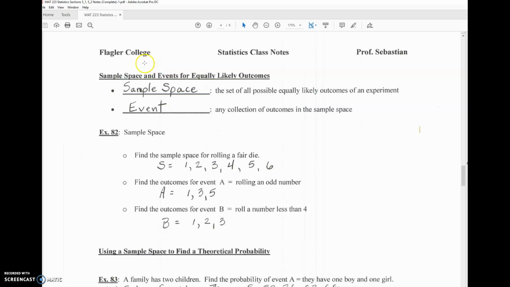So a couple more definitions that I need you to understand before we give some probability rules are sample space and events for equally likely outcomes. So a sample space is the following. It's the set of all possible equally likely outcomes of an experiment. And an event is any collection of outcomes in the sample space.